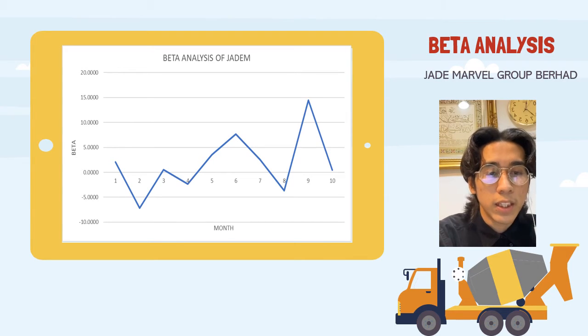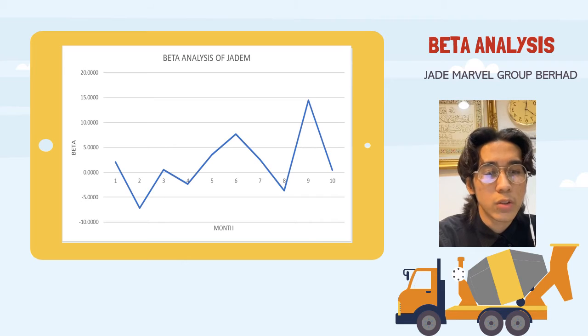Then, the beta value for the next month started to decline to a negative value of negative 7.19. This value indicates a share with lower volatility, and the stock is inversely correlated to the market benchmark. Then, in the month of March, the beta value was 0.55, and it indicated less volatile than the market and a tendency to move more slowly than the market average.